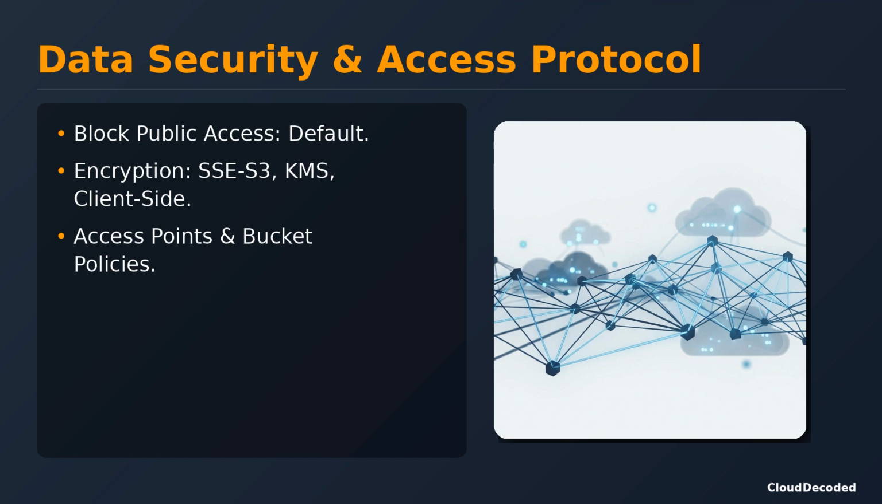Security is paramount in S3. By default, all S3 resources, including buckets and objects, are private. Use block public access settings to enforce this at the account or bucket level. S3 supports robust encryption options: server-side encryption with S3 managed keys, KMS managed keys for audit trails, or customer-provided keys. For access control, you can use granular bucket policies or S3 access points to manage permissions for shared datasets easily.